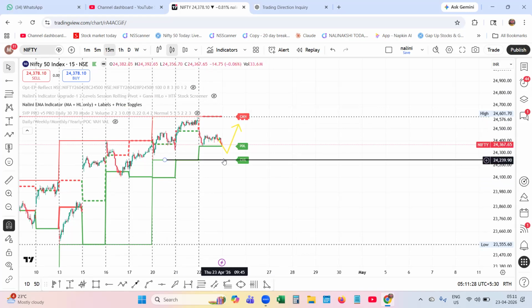So the very important level for today is the current week low, that is 24,242. Market should not breach that and close below that. Then there is every possibility of the market snapping back, crossing these levels and reaching 24,500 odd.